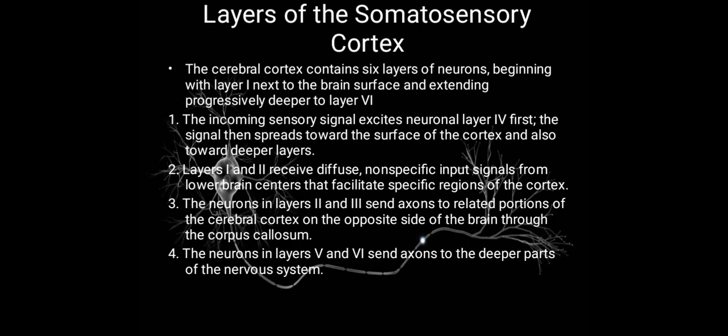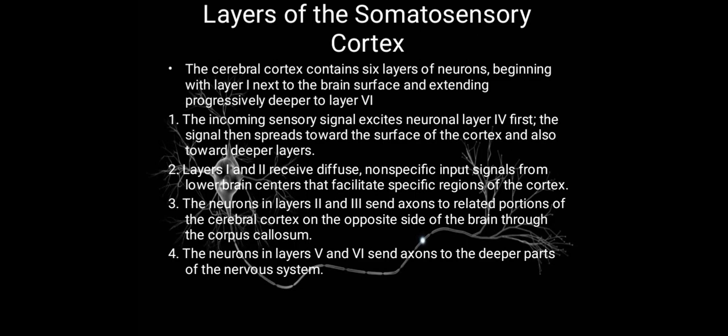Layers of somatosensory cortex. The cerebral cortex contains 6 layers of neurons, beginning with layer 1 next to the brain surface and extending progressively deeper to layer 6. The incoming sensory signals excite neuronal layer 4 first, and the signal then spreads toward the surface of the cortex and also toward deeper layers.